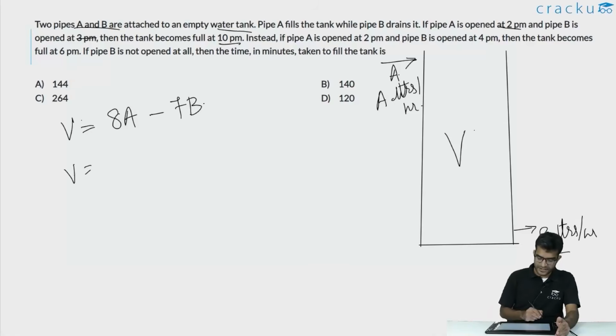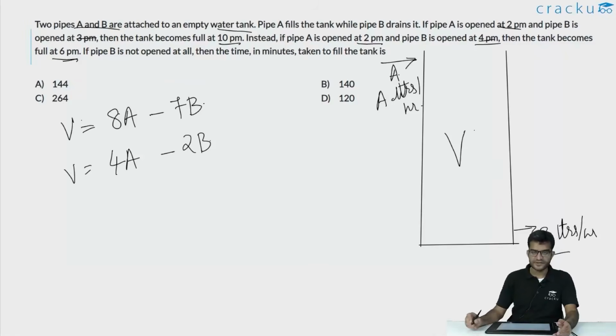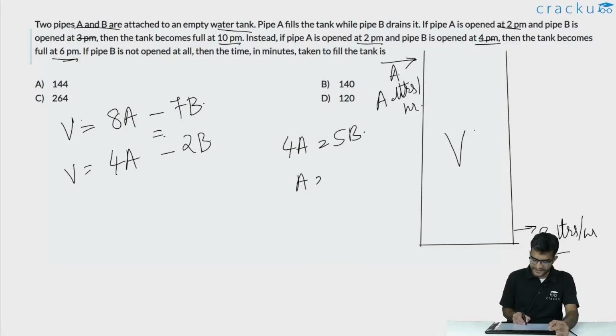We are also told that if pipe A is opened at 2 p.m. and pipe B is opened at 4 p.m., the tank is completely full at 6 p.m. If the tank is completely full at 6 p.m., pipe A is open from 2 to 6, so it is open for 4 hours, and pipe B is open for just 2 hours from 4 p.m. to 6 p.m. So 8A minus 7B is equal to 4A minus 2B. If both of them are the same, it would imply that 4A is equal to 5B, or the value of A is equal to 5 by 4B.